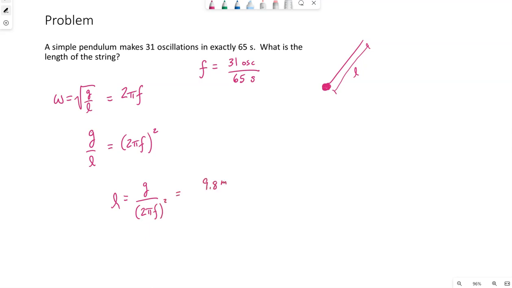So 9.8 meters per second squared over 2 pi times 31 over 65. The 65 is in seconds. This needs to be squared, that whole quantity.